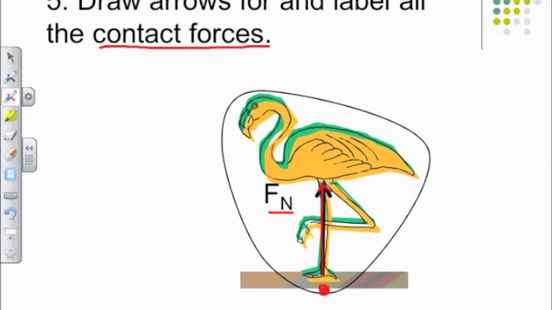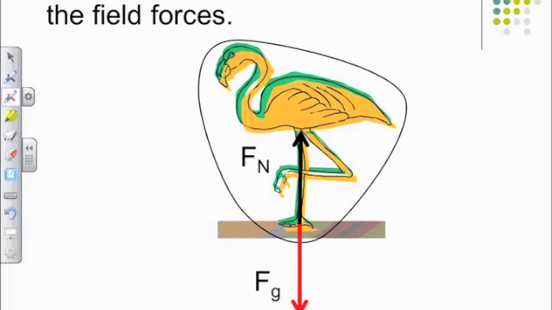And once we're finished with the contact forces, we move on to the field forces. So if you take a look at the picture, our field force, there's only one. It's force gravity, and it goes downward.